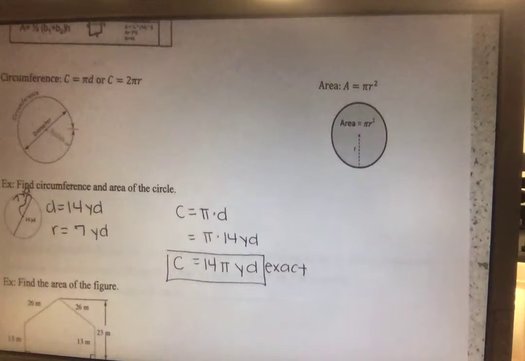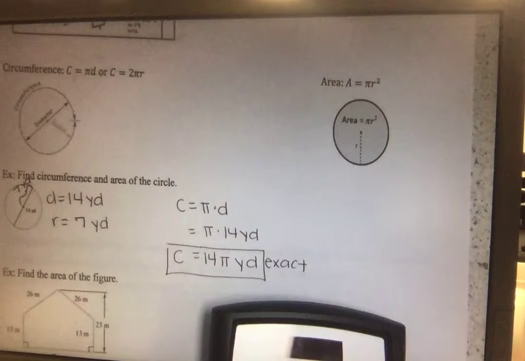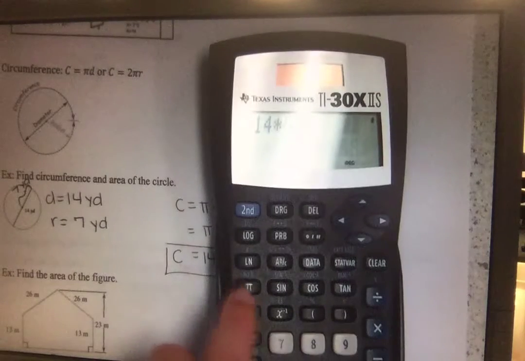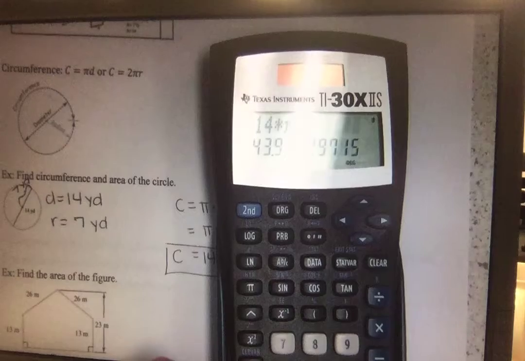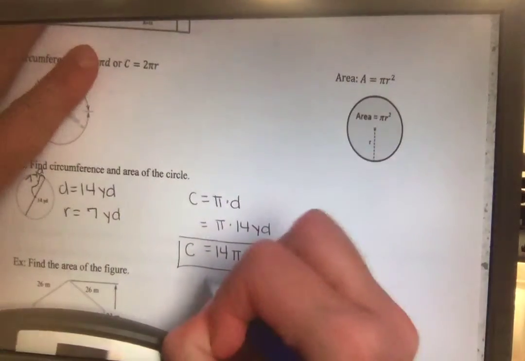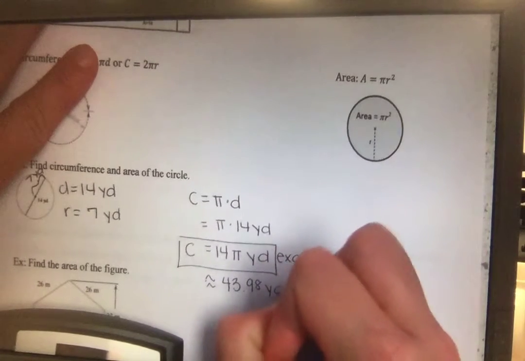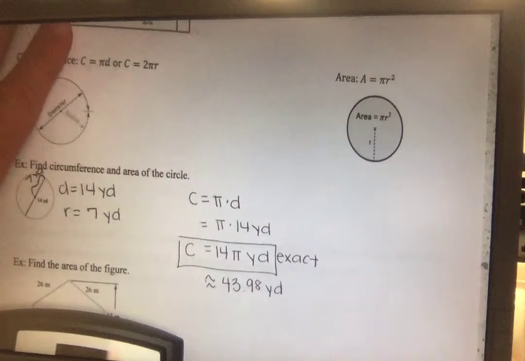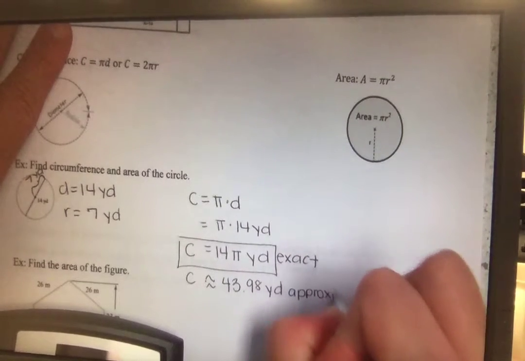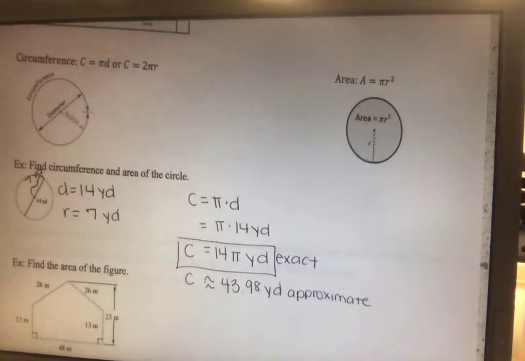And if it asks us to round, we have 14, and let's say we have our pi button right here. So 14 times pi will give us 43.98. So if we want to round it, it's about 43.98 yards. And that's an approximated answer. So make sure you read the directions to see what it's wanting.